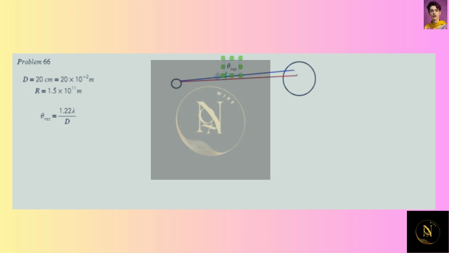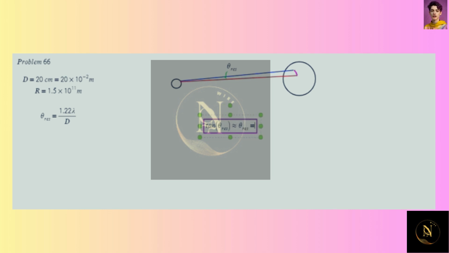Okay, so from here we see that we're going to be using small angle approximation. So here we could determine that distance. Let's draw a line between these two points. Because R is so large compared to this, we can treat this as a sort of arc, and we can say that tangent of theta res is approximately equal to theta res.